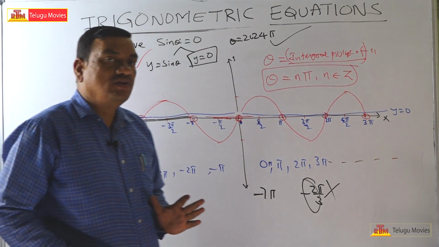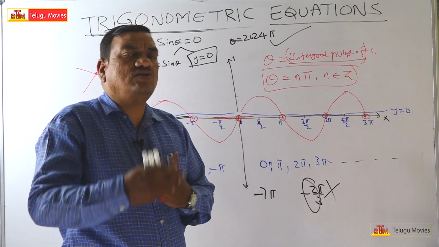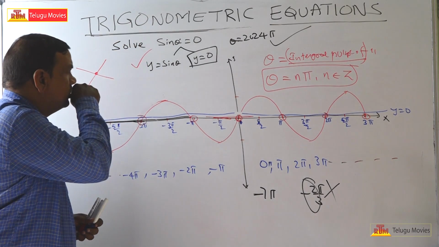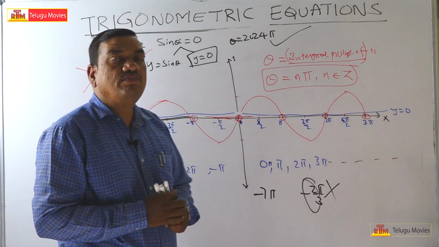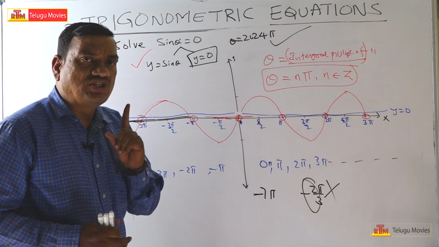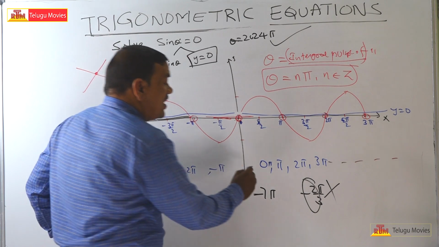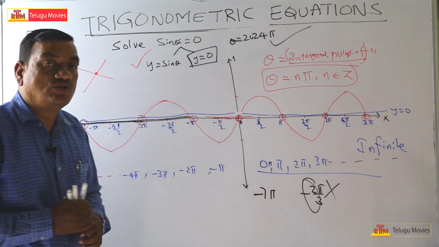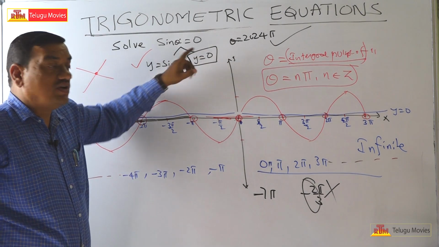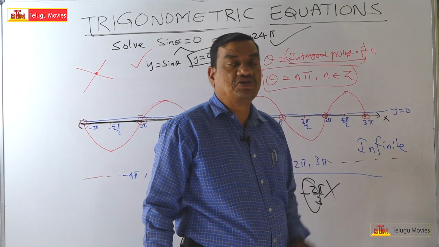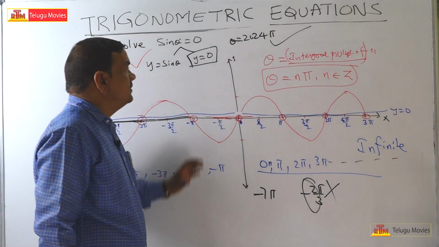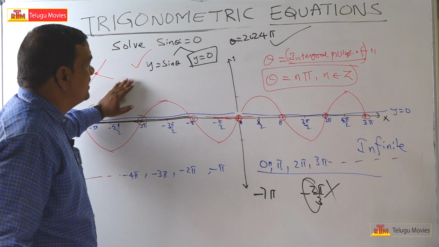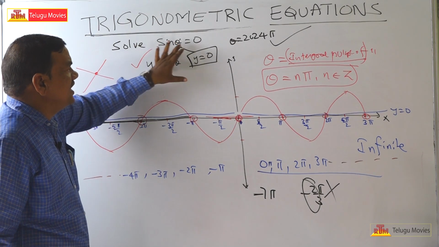I am explaining on sin theta, but the same logic will apply for cos theta, tan theta, cosecant, secant. From this, what is the conclusion you will get? The first conclusion is that there are an infinite number of solutions. Every trigonometric equation will have an infinite number of solutions. And the second thing is, whatever that equation may be, left side is equal to right side.